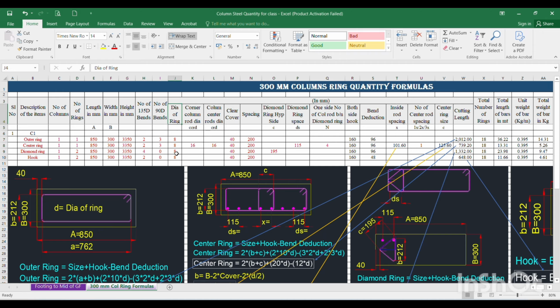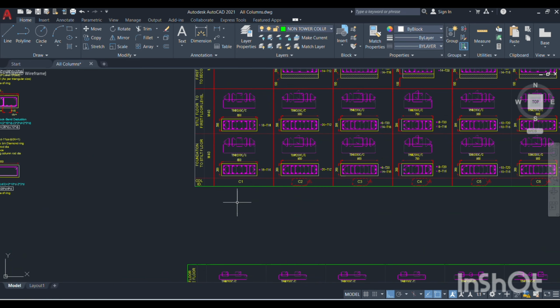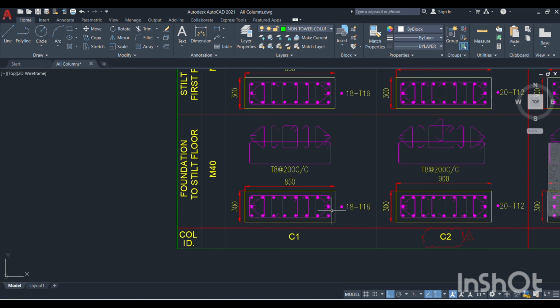And this is the dia of the ring, 8 mm, and this corner column dia and center column dia are important to calculate the center ring. This is the column dia, and the center dia you have to take from here. When you take the calculation of this C1, you see 18 numbers of 16 dia rod are there, then all over 16 dia rod is spread over here.